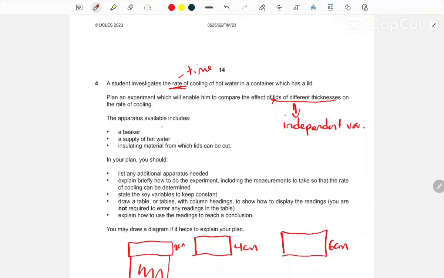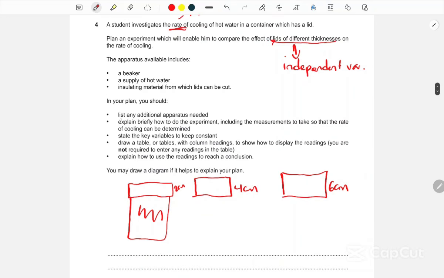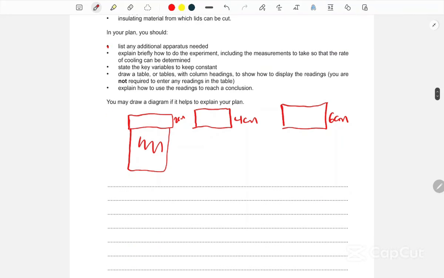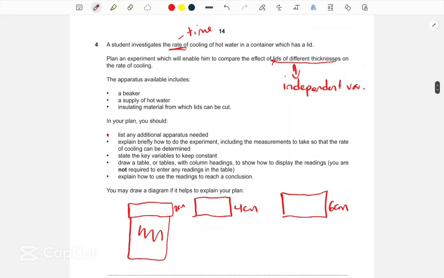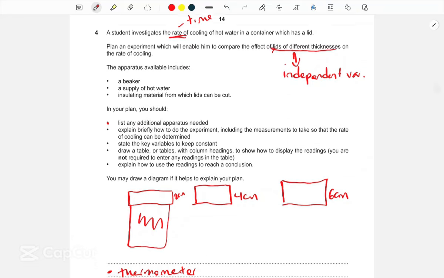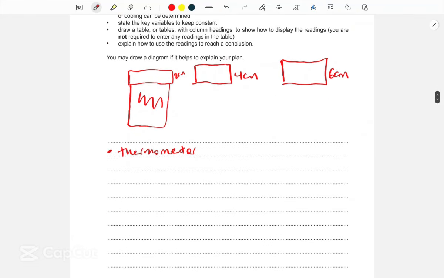And the apparatus available includes a beaker, a supply of hot water, insulating material from which lid can be cut out. And in your plan, you should list any additional apparatus needed. So as I told you before, let's tackle each bullet points individually. So any apparatus needed. So we need a thermometer to measure temperature. So thermometer, and since we're investigating the rate of cooling, that means we need a way of measuring time. So we can use a stopwatch. So a thermometer and stopwatch are needed.